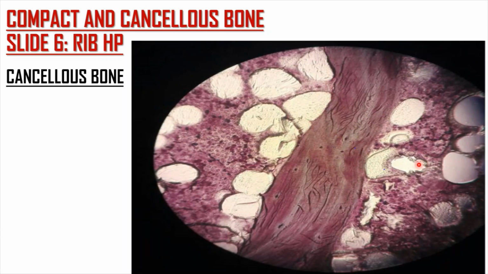So the bone that we were looking at previously was compact bone. This is cancellous bone. When you're drawing cancellous bone at high power, you're only drawing it at high power. Show the trabeculae, and when you show the trabecula, then show the bone marrow. Okay, so these white cells here are adipocytes. And then this is the bone marrow, which has hematopoietic stem cells that produce blood cells.